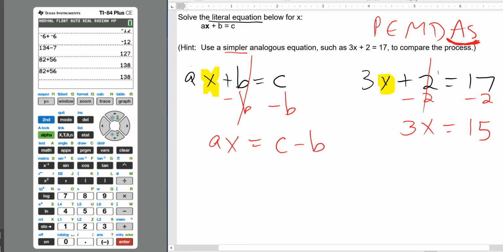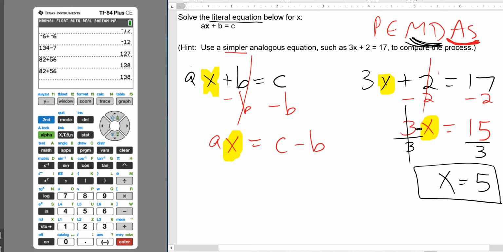Okay, let's go back to our simpler analogous problem. We're still looking for x, and what we would do next is any multiplication division. Any number sitting next to a variable implies multiplication. The inverse will be division, so we're going to divide by that number, by 3, on both sides, and that gives us that x is 5.